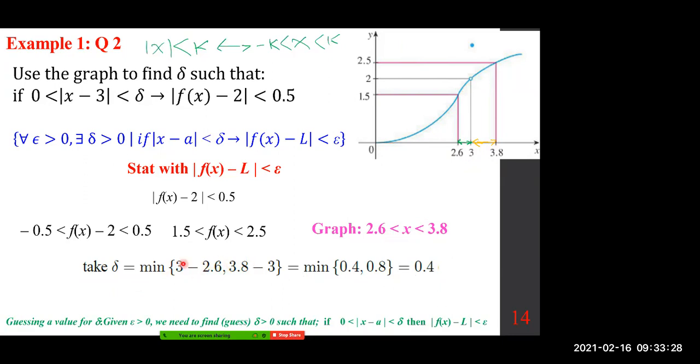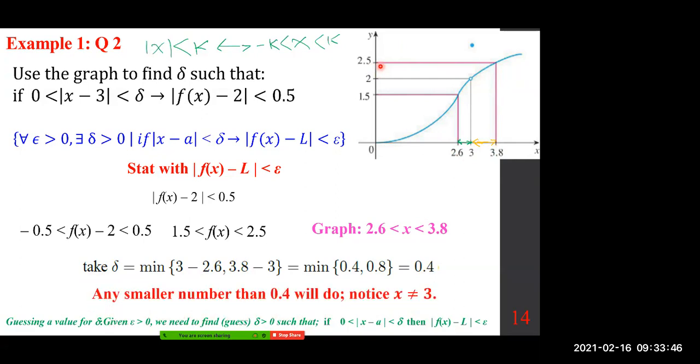Why? Again, pick 0.8. Does it work for the right side? Yes. Does it work for the left? No. Pick 0.4. Does it work for the left? Yes. Does it work for the right? Yes, it's less than that. So you end up somewhere here. Okay, so any smaller number will do the job.